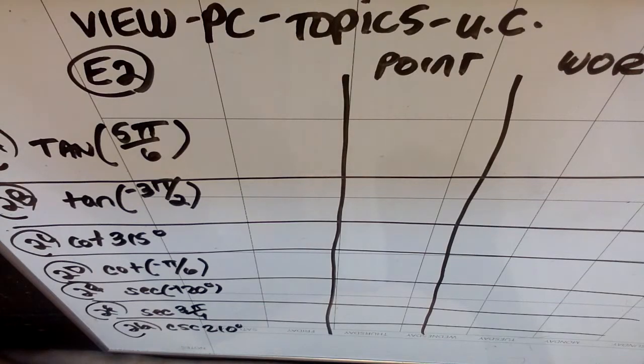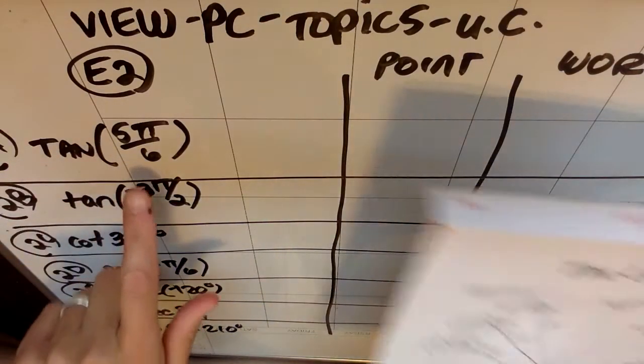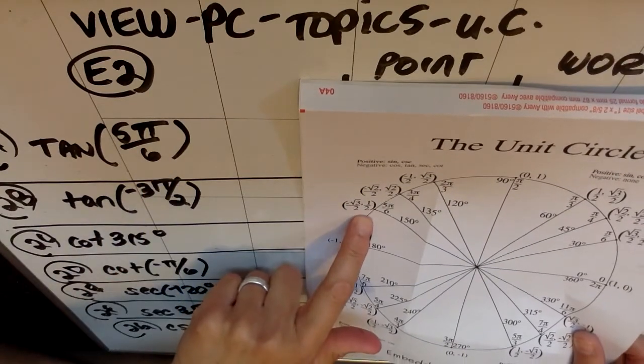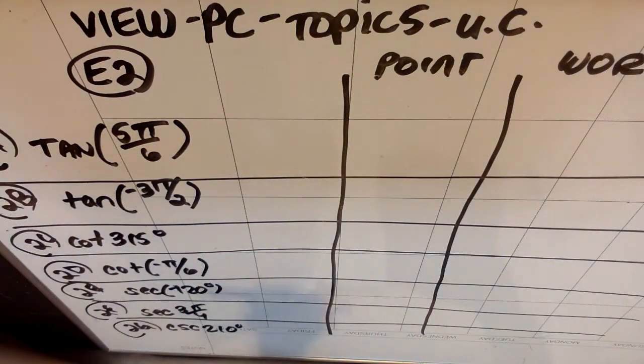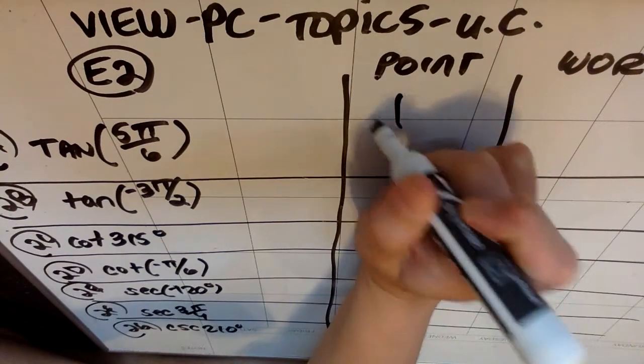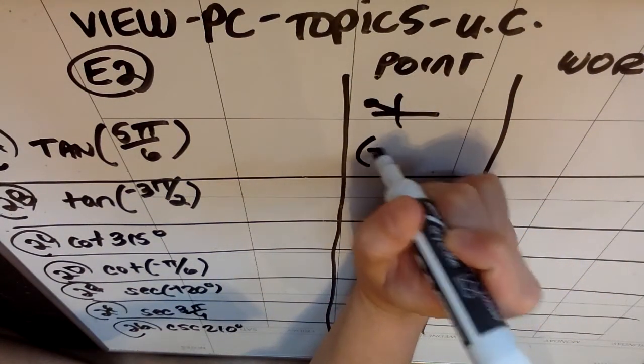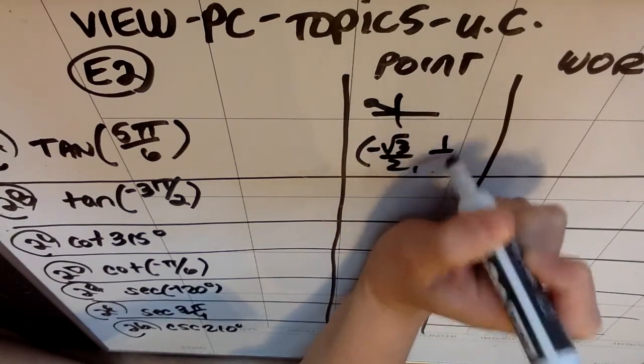First thing you want to do is find the point on the unit circle. So 5 pi over 6 is on the unit circle. You'll see 5 pi over 6 is right here on my unit circle. Sometimes I like to draw a little picture of where it is, that's helpful to me. So it's right here, but that point is going to be negative root 3 over 2 comma 1/2.